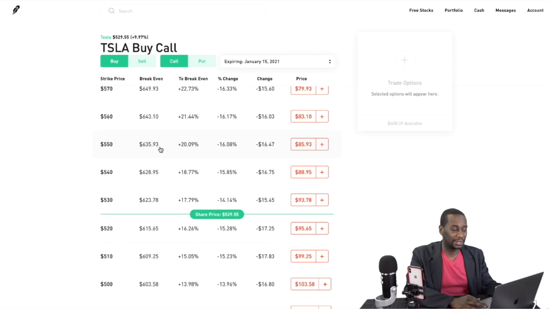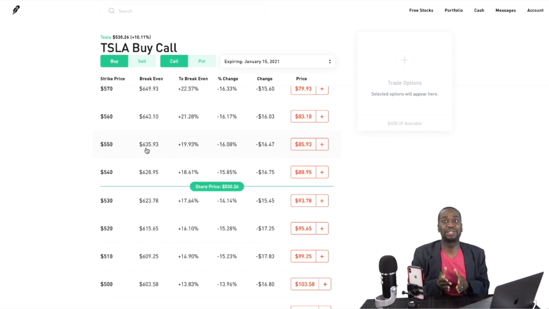So if I were to buy the option, the right to buy the stock for $550 between now and January 15th, 2021, it's going to cost me $85.93, but we need the stock to move to $635.93 to break even. Now, that's between now and January 2021. What most people will confuse that with is saying, so I have to wait till January 2021 before I make any money.